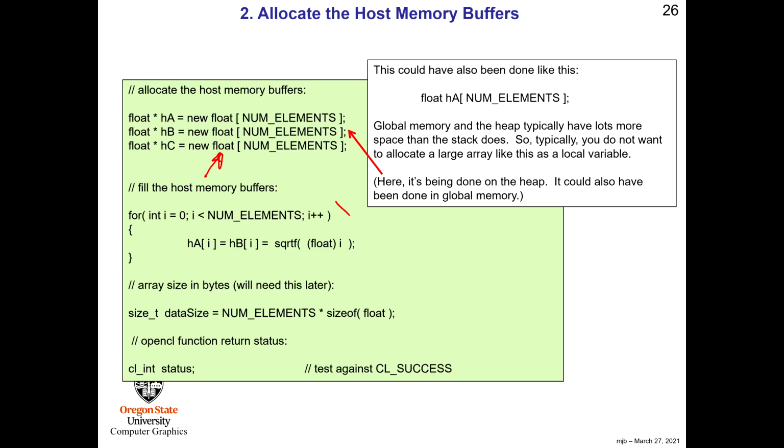And here we fill it. Like I said, I like doing the square root because then when I multiply the two array elements together, I know what the answer should be. It should be float of I. Here is the array size. We're going to need that later. Yep, we're just going to set up the status here.